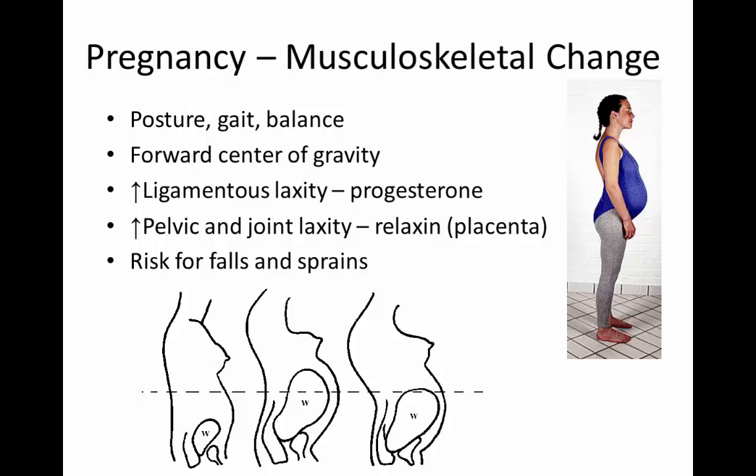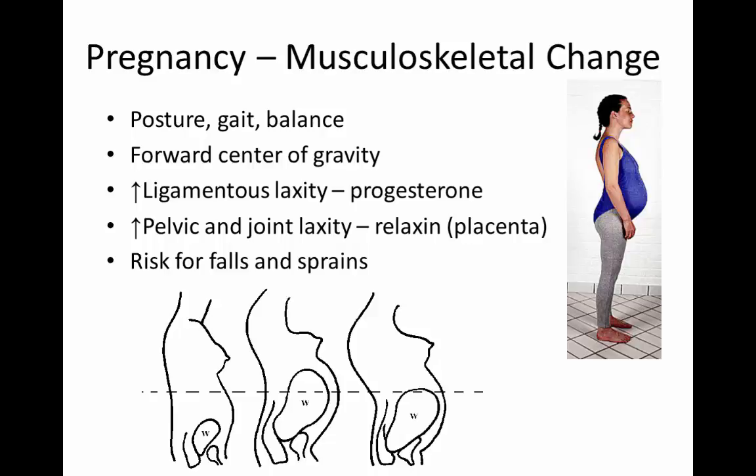There are musculoskeletal changes associated with pregnancy, including postural changes as the center of gravity changes during pregnancy. This affects gait and balance. As the pregnancy progresses, the center of gravity moves from the center of the core between the pelvis to a little more forward position, causing a forward shift in the center of gravity.